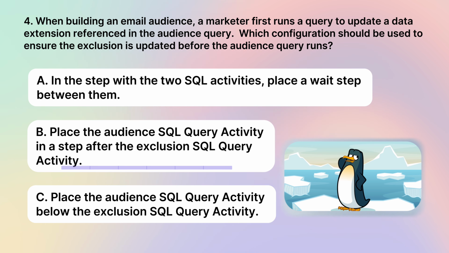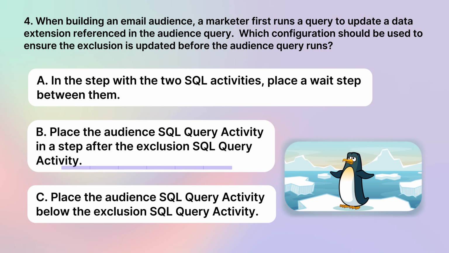The correct answer is place the audience SQL query activity in a step after the exclusion SQL query activity. This is because the question specifically asks for the configuration that ensures the exclusion is updated before the audience query runs. Placing the audience SQL query activity after the exclusion SQL query activity guarantees that the exclusion will be updated before the audience query is executed.